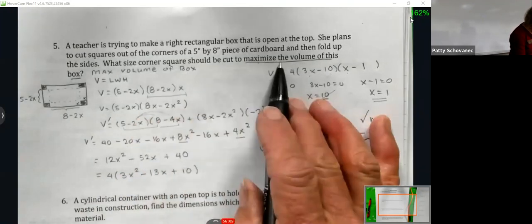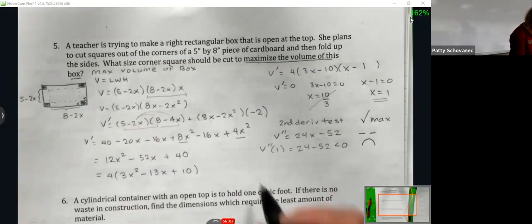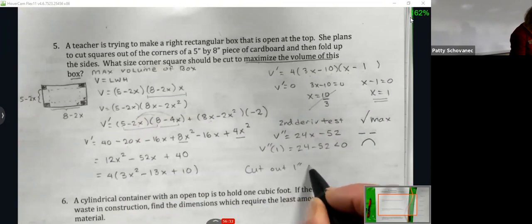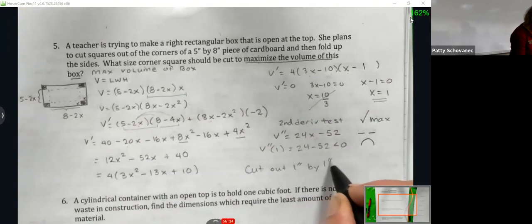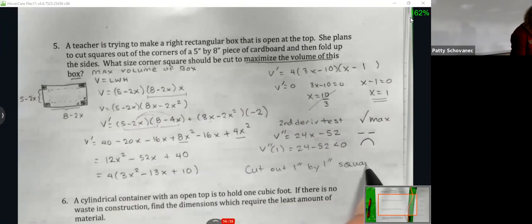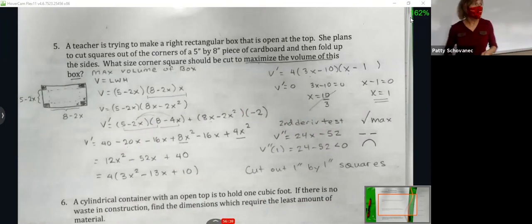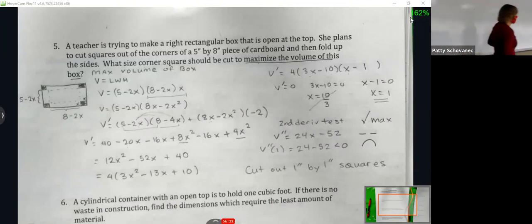Now answer the question. What size corner square? That's the x. Cut out 1 inch by 1 inch squares. Okay? Questions, anybody? Any comments or complaints?